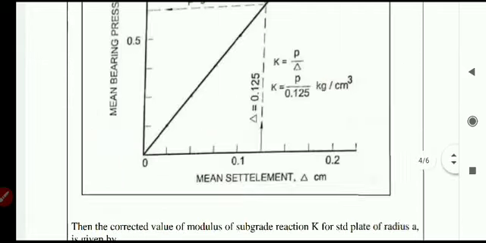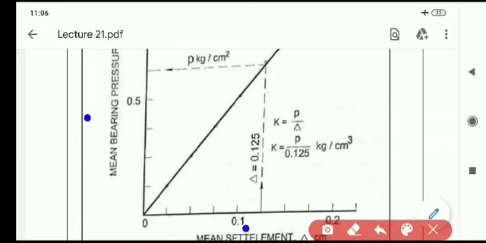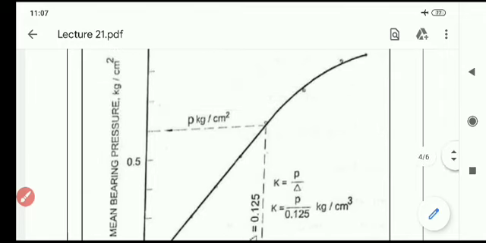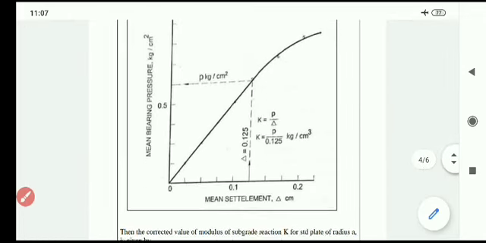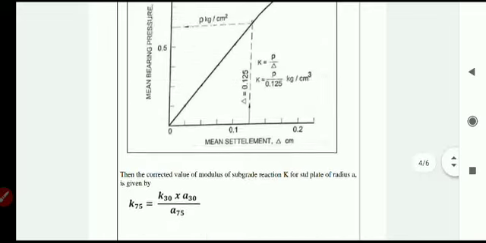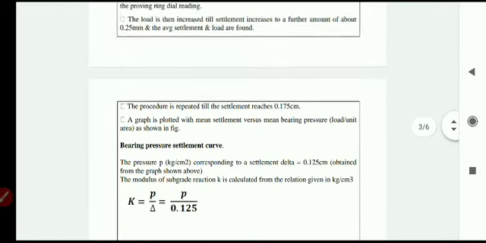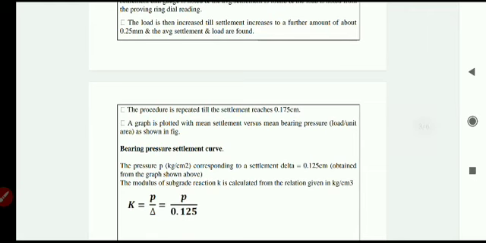So here this is the graph which indicates pressure versus settlement. Like this the graph is plotted, settlement in centimeter or millimeter and pressure in kg per centimeter square. Like that the graph is plotted, and we are going to produce the curve. So after doing this, we need to calculate the K value. See here, the bearing pressure settlement curve.